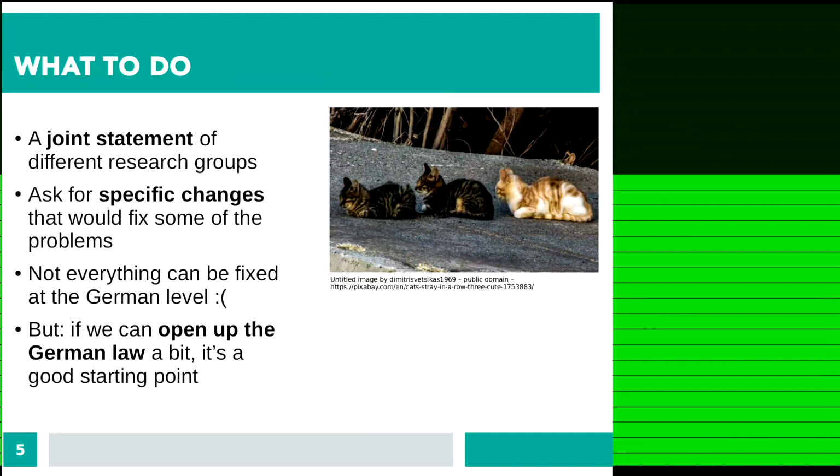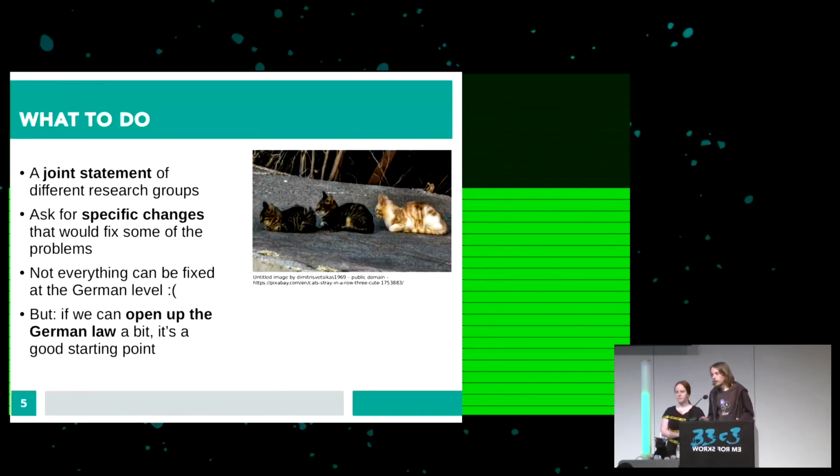So what can we do about this? We have drafted a joint statement of different research groups, and now we are looking for other research groups to support this statement. We are asking for a number of specific changes that would fix the German implementation as far as that is possible. Sadly, we are bound by the EU directive, so we can't fix all the problems. But if we can at least open up the German law a little, it'll be a good stepping stone to then go on to the European Commission and try to get them to make sensible decisions in deciding which devices have to be locked down and which don't.